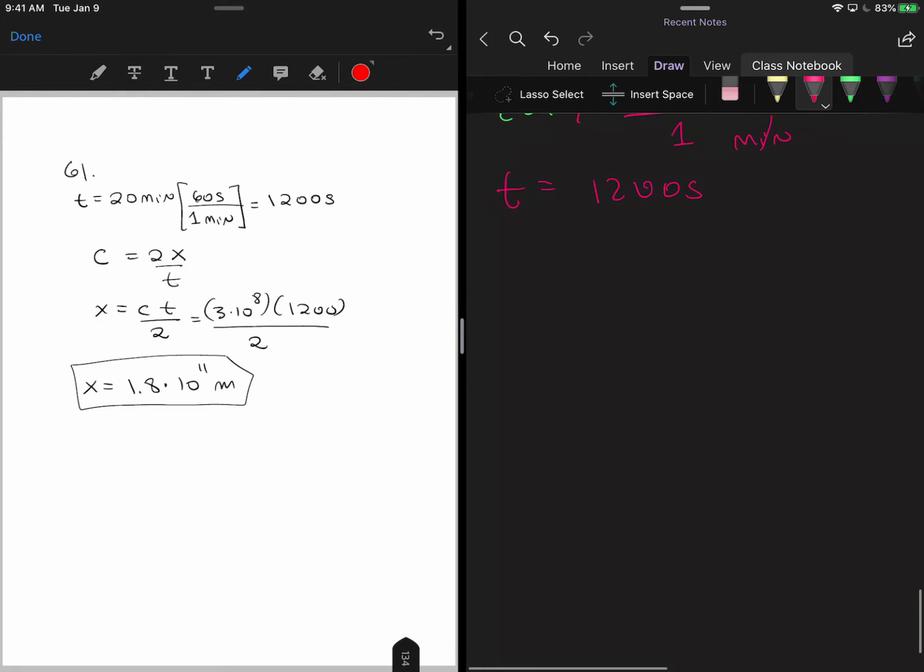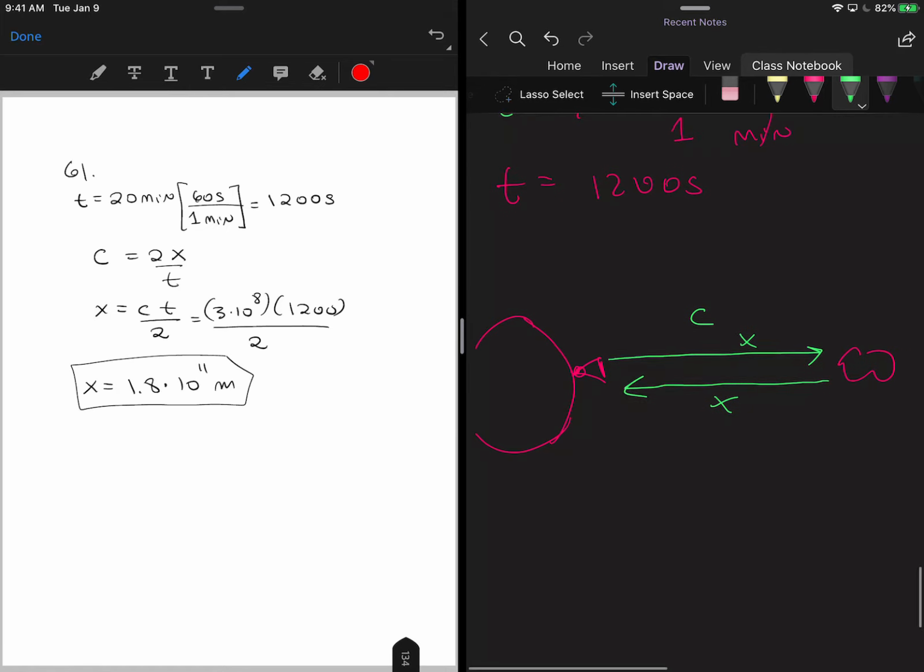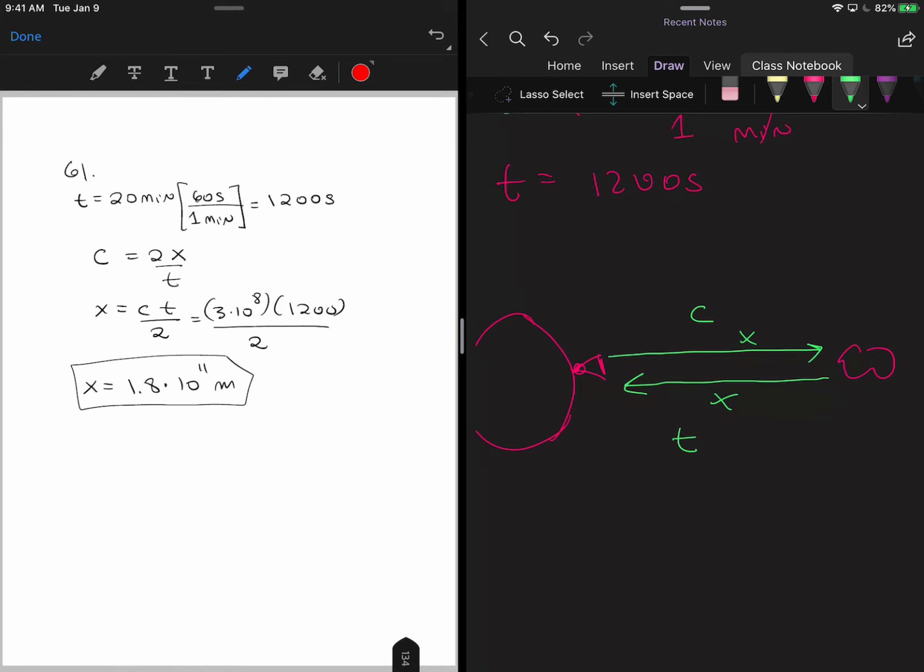So now let's draw a picture to see what's happening. So this is the Earth, and then there's a radar here, and there's an asteroid. What's happening is that the radar sends a signal. The signal is going to travel at the speed of light c, and it's going to travel this distance x, and then it has to bounce back and return to the radar and travel that distance x again. And it's going to do all of that in some time t.